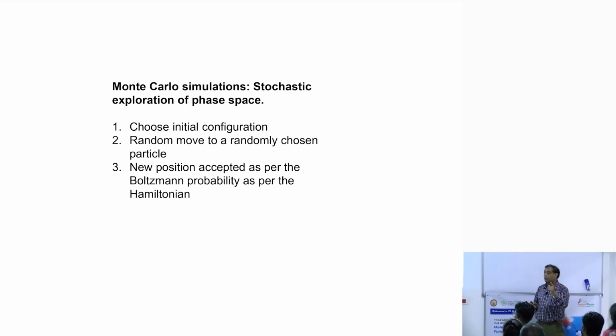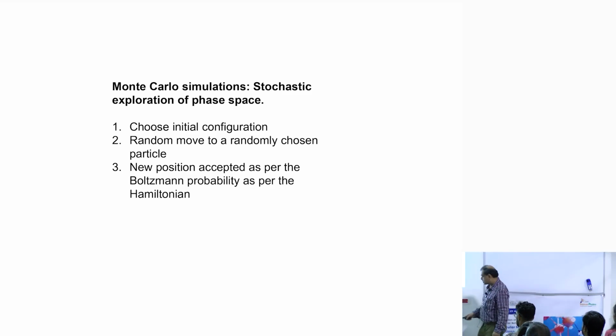You compute the Boltzmann probability, how much probability the system has to go from this point to that point as per the Boltzmann statistics. If the statistics allows that, then we take this point. If not, then we discard the move, we go for another move. Okay, so this is essentially what we perform in Monte Carlo.